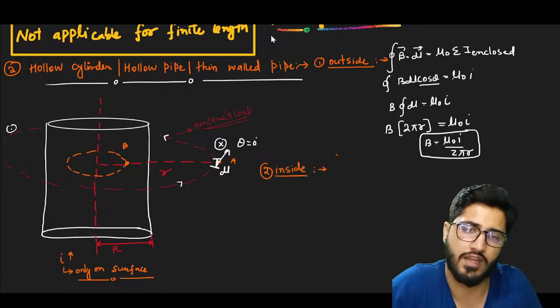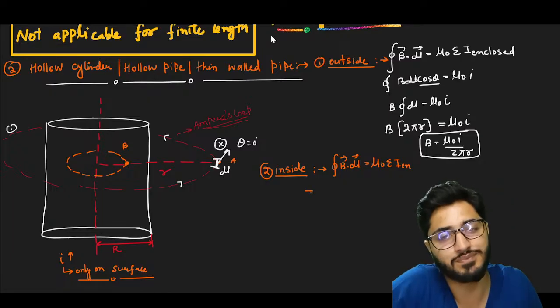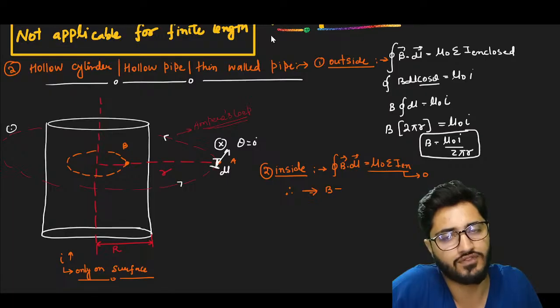Write the equation for inside. It is integral of B dot dl equals nu naught summation of I enclosed. You can see here inside no current is present, so the whole thing will be 0. Why? Because I enclosed is 0, so therefore it just tells us that B inside is 0.